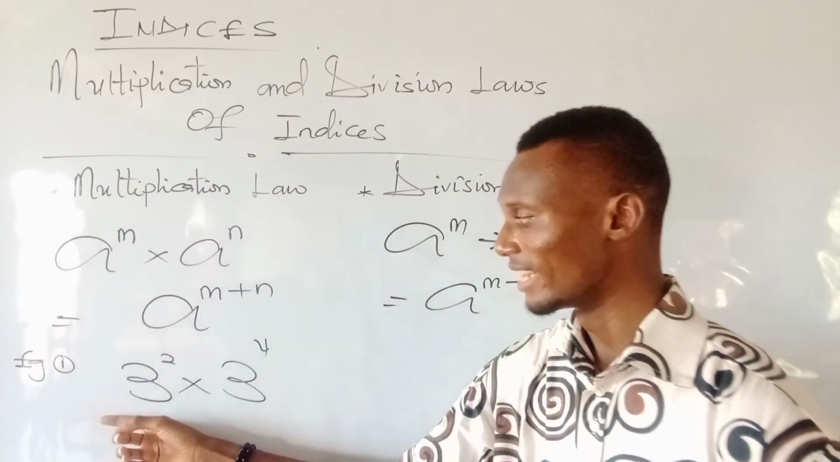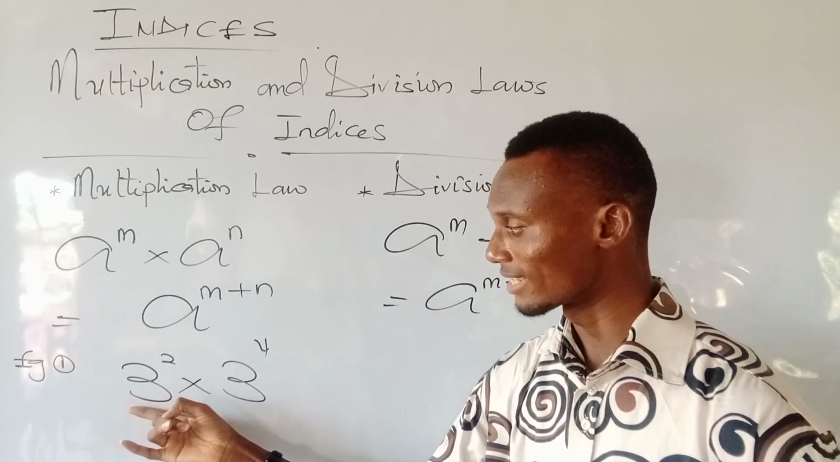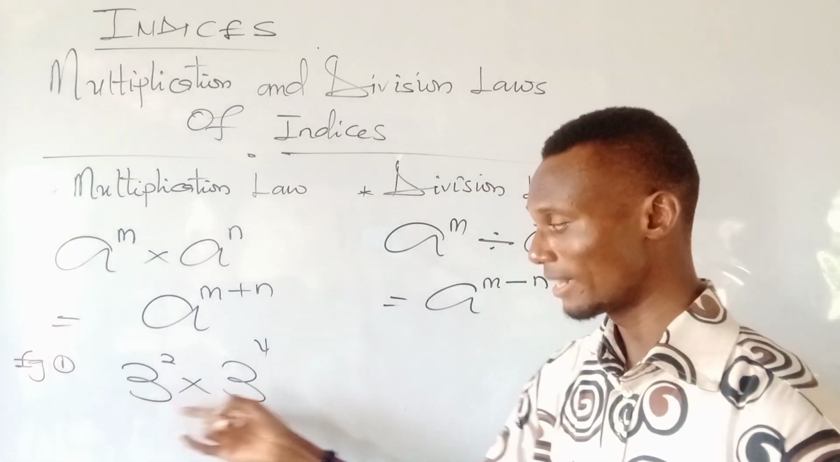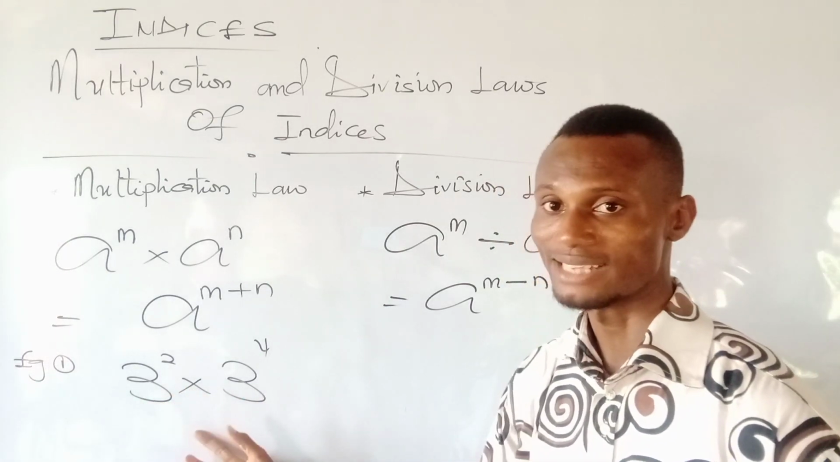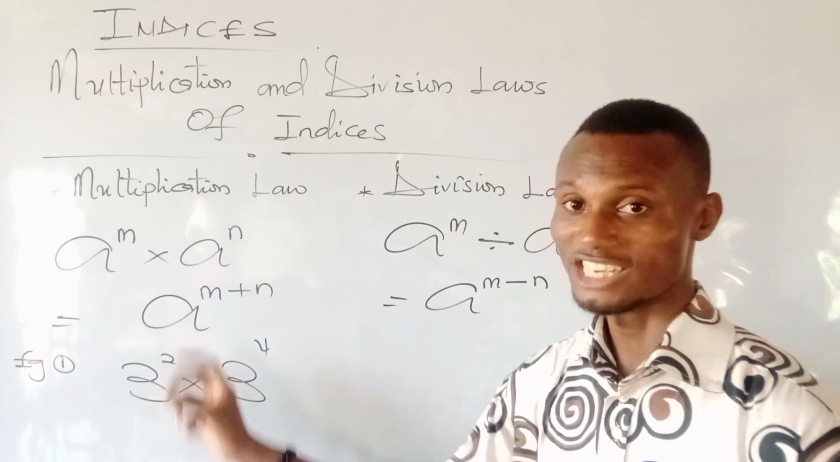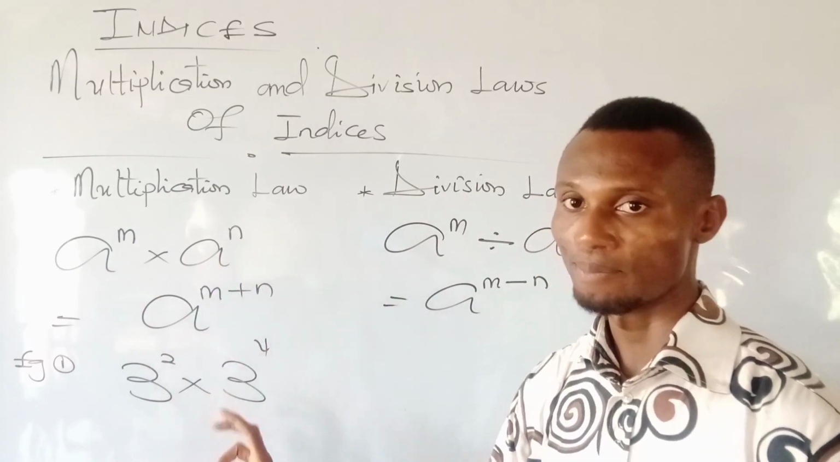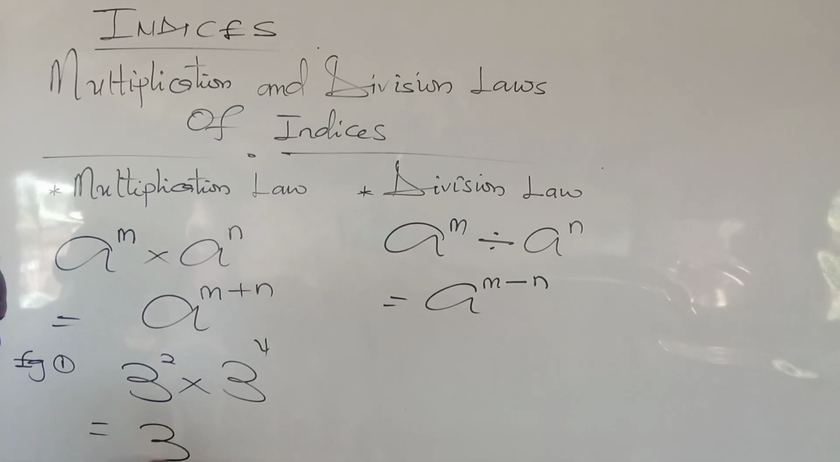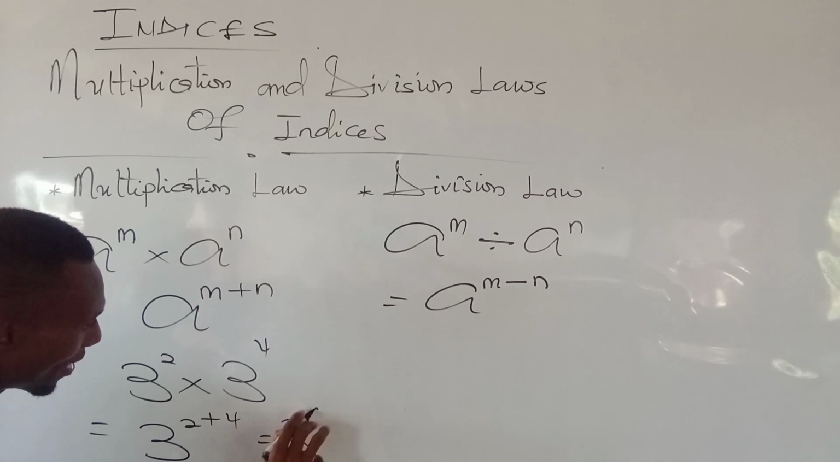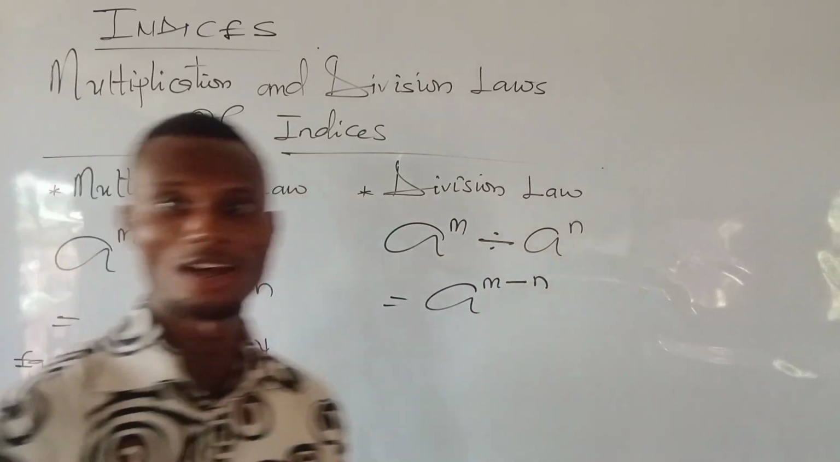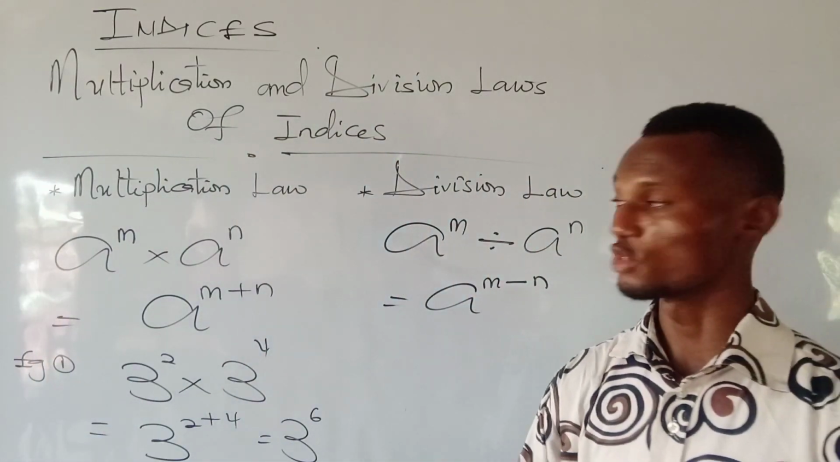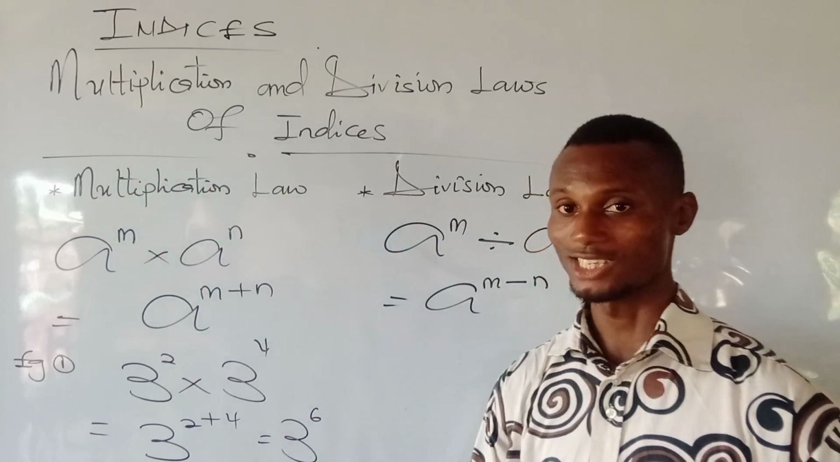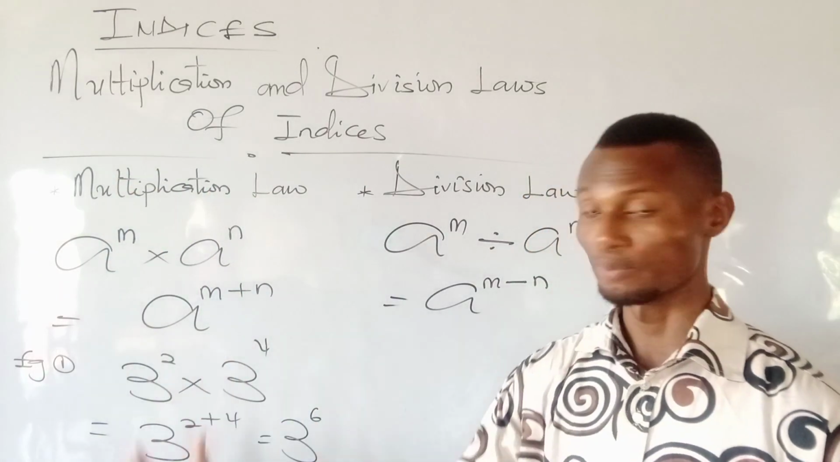The law says that if the bases are the same, so you can see that the base here is 3, the base here is also 3, it means the bases are the same. So to simplify, we just pick one of the bases and we add the powers. So this is going to be 3 to the power 2 plus 4, which will give me 3 to the power 6. We apply the multiplication law of indices to simplify this one.